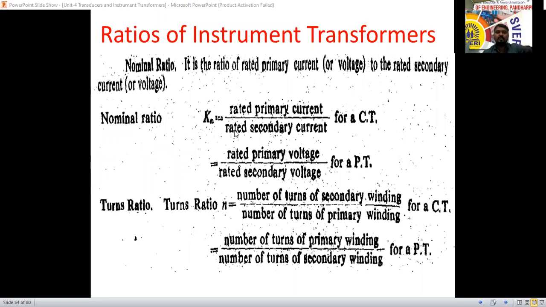So the nominal ratio depends on the rated current of the primary winding and the rated current of the secondary winding. So the nominal ratio is based on the rated primary current.